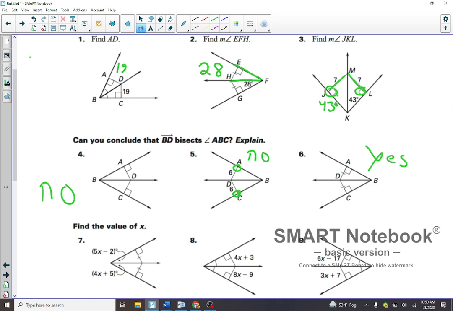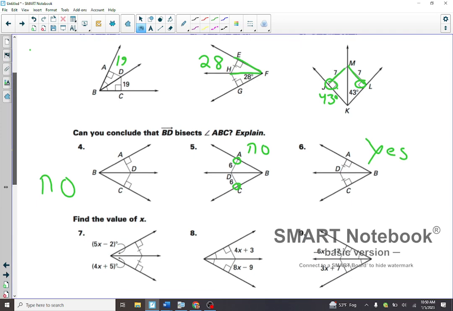If it was 6 and 7, you would say it's not even equal. But if it had a right angle, it'd be yes. And then Talia, what was your question? Is it four because there's no numbers or tick marks? Yes. There's no indication anything's equal, basically. Okay, let's do the next one.